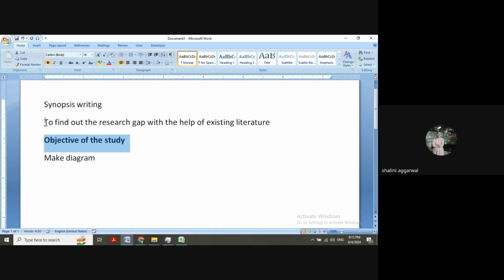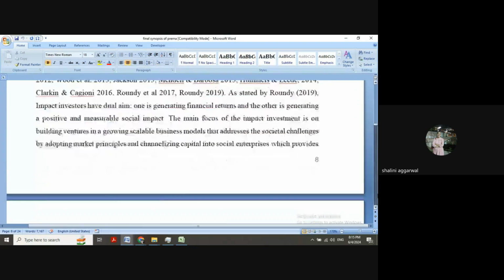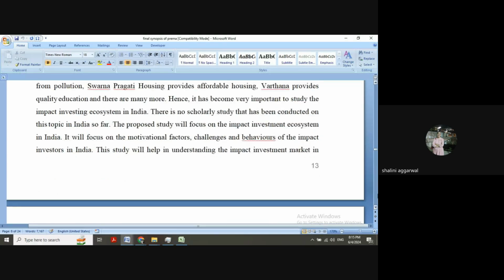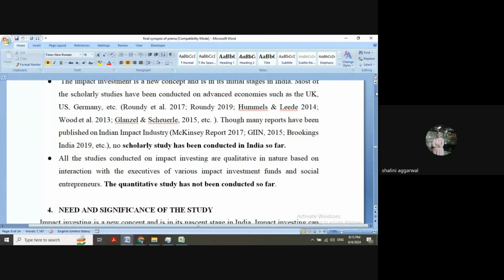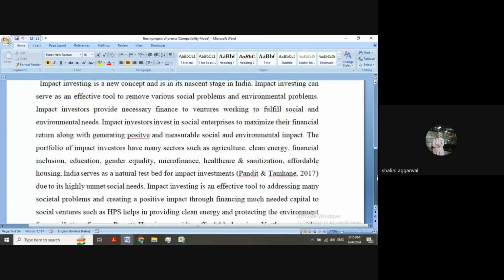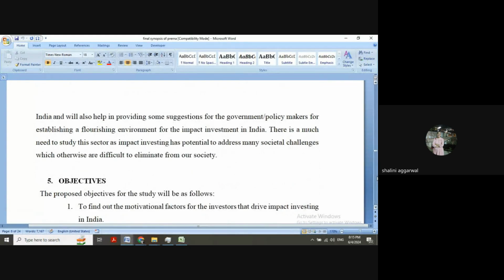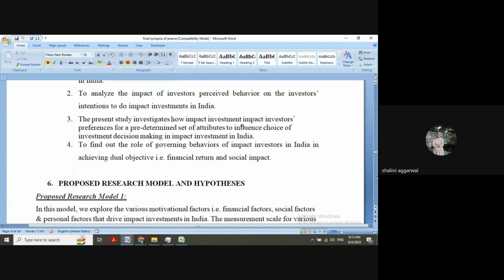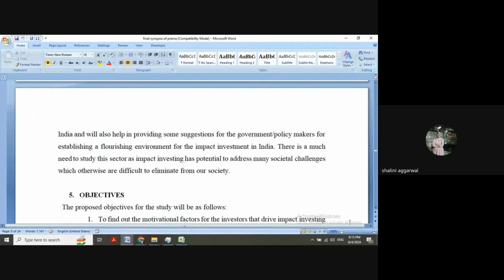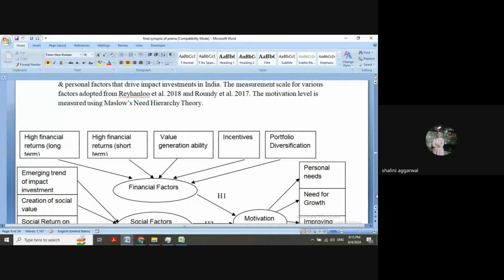Okay? Let me show you this only first. This is my student's synopsis. Let me show you what she has done. The research gap is another heading. Need and significance of the study. Objective. Look at this. She has 4 objectives. Look at this, the model that she has made for the first objective. This is only for the first objective, the model that she has made.